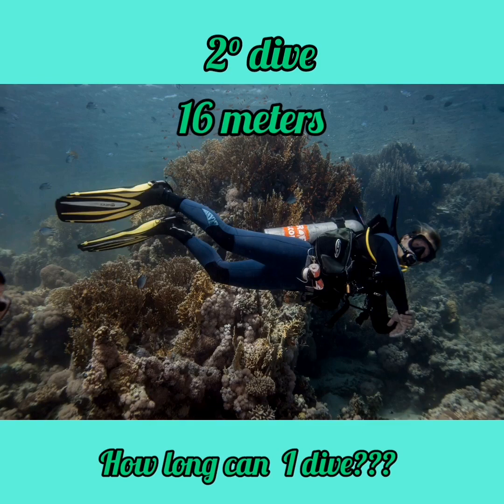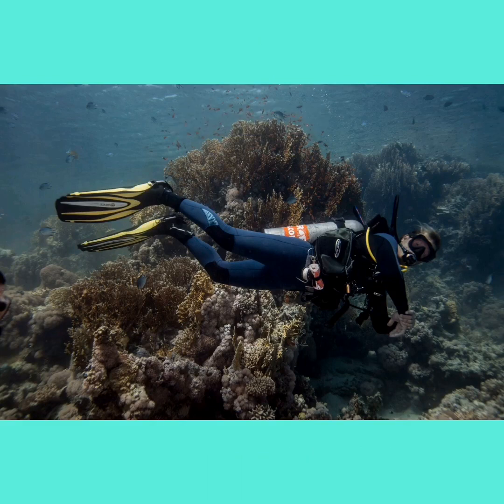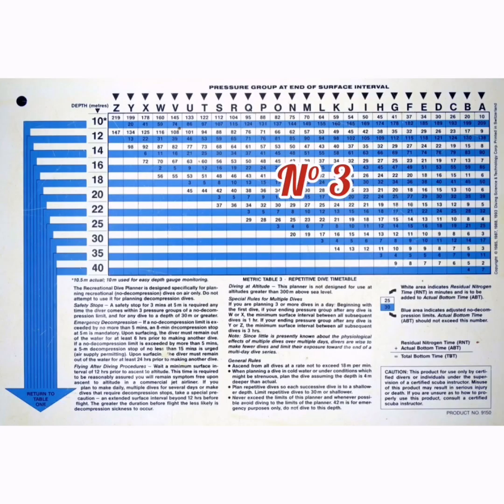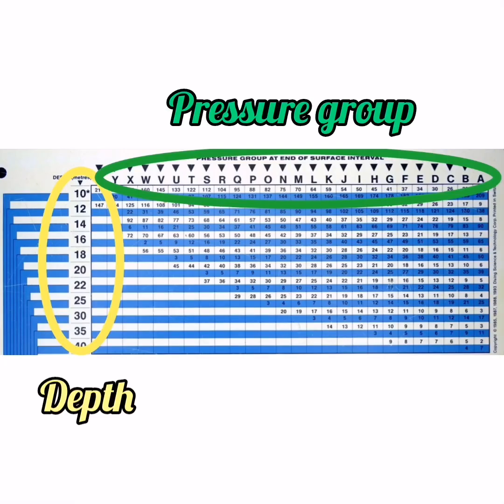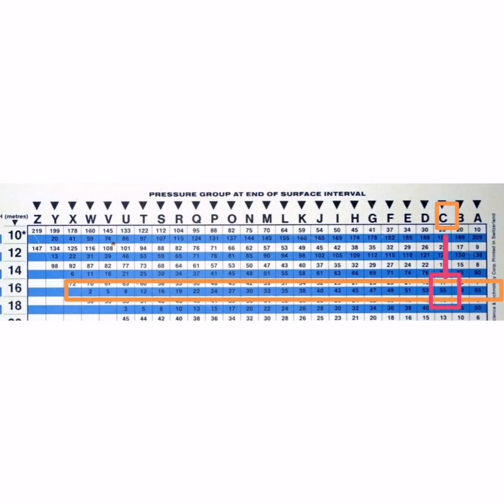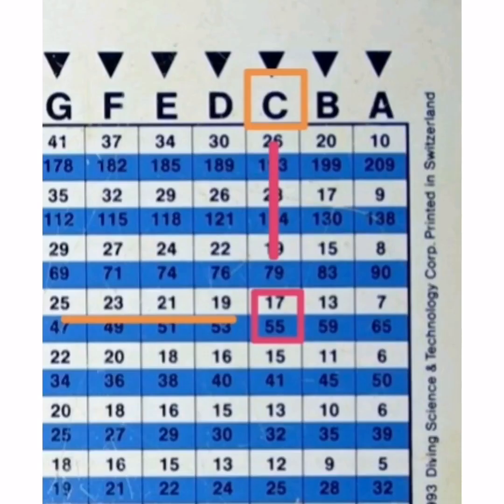If I want to go to 16 meters in my second dive, how long can I be at this depth? Okay, for this we need to go to chart number 3. So on the back side of the chart, you will see that on top you have pressure groups, and on the left-hand side you have the depth. And the only thing that you need to do is to match the pressure group on top, C, and the depth, 16, and there you will have 2 numbers.